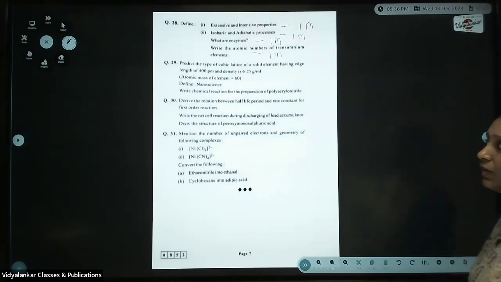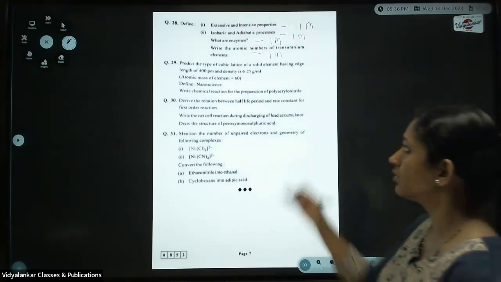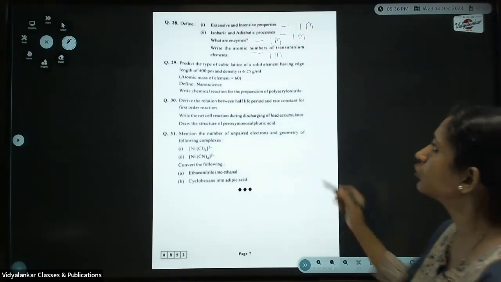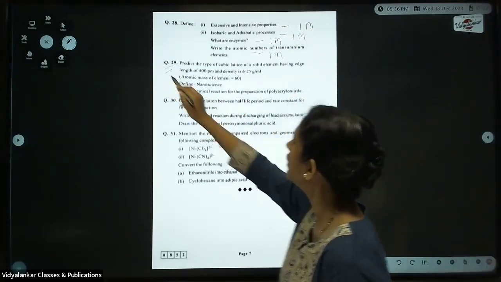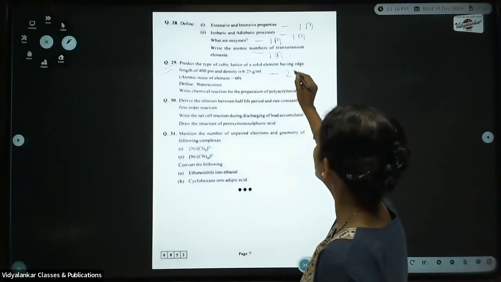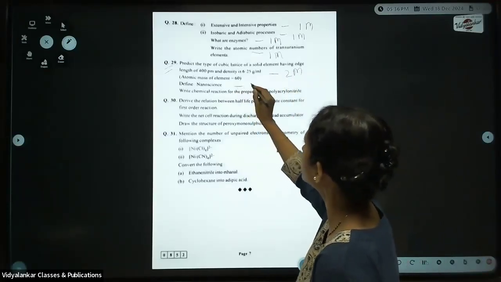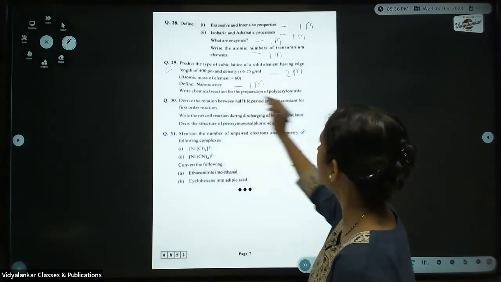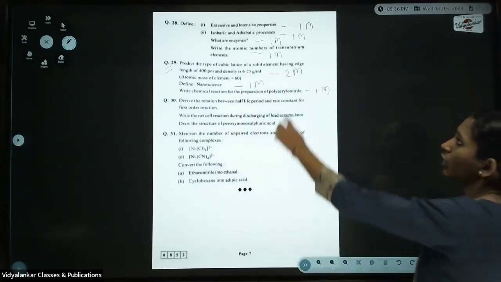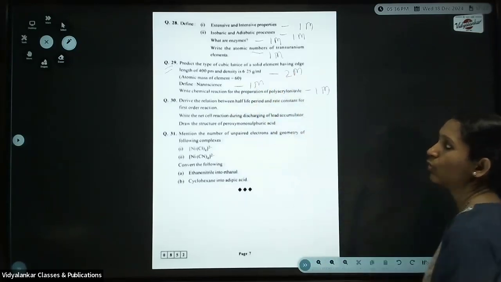And as I explained earlier, section D contains only one numerical for 2 marks. So here in question number 29, where the numerical is asked, which is for 2 marks, then a definition is for 1 mark and a chemical reaction for 1 mark. So the mark distribution is 2 plus 1 plus 1.